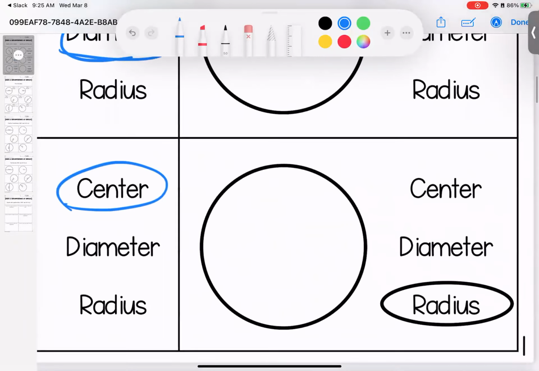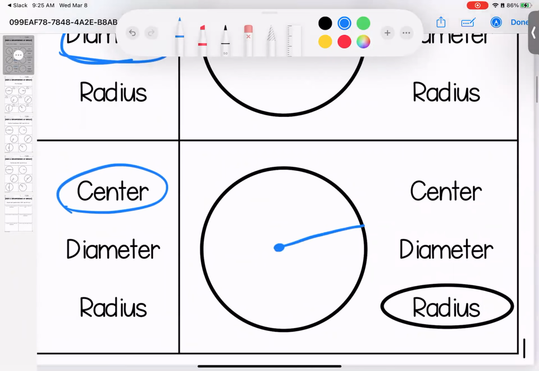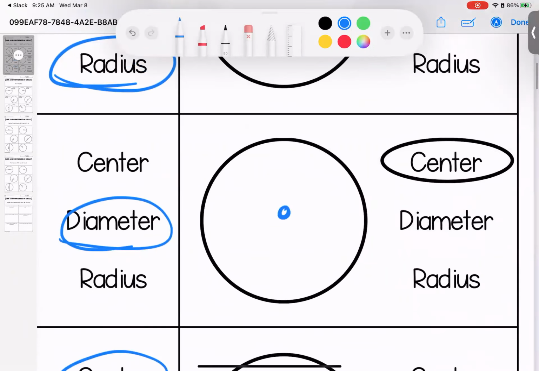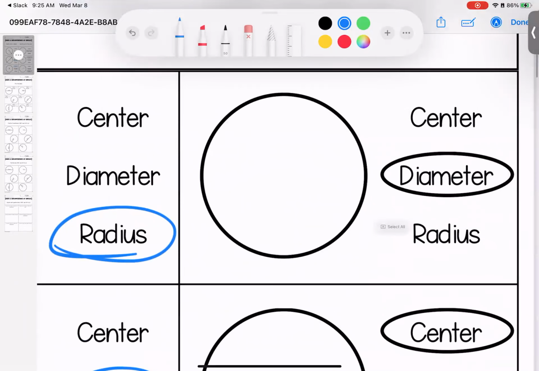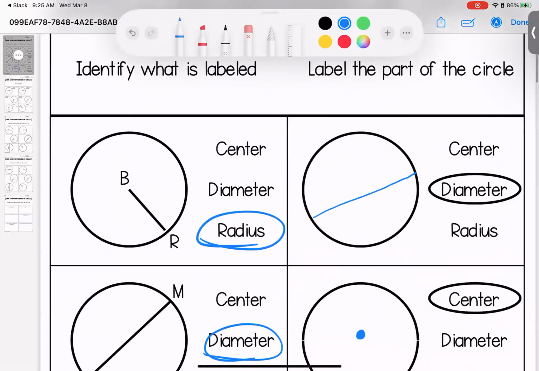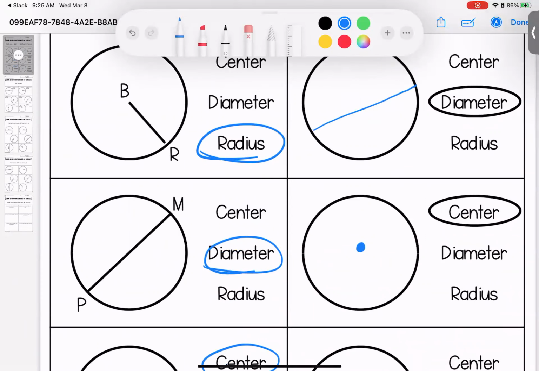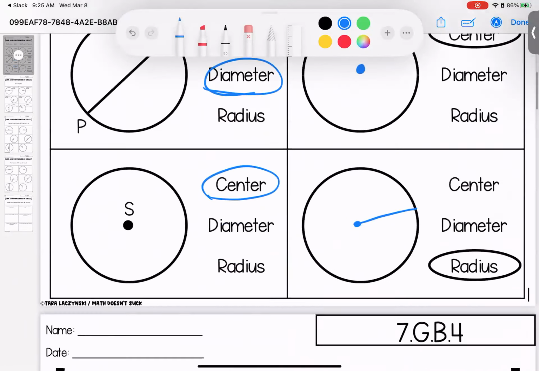Coming over here, a radius is half, going from the center, and the diameter is the whole length. Any questions on these kiddos? Bring them with you to class. They should have been pretty easy.